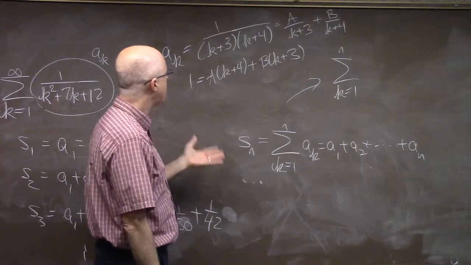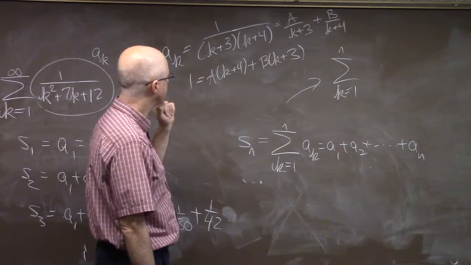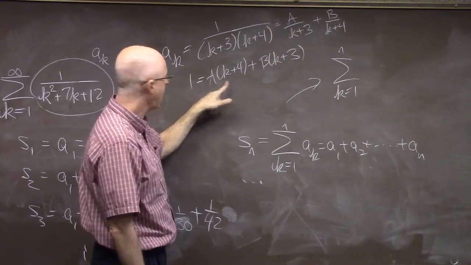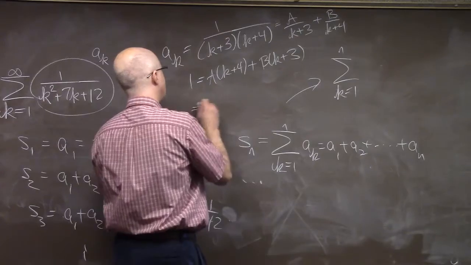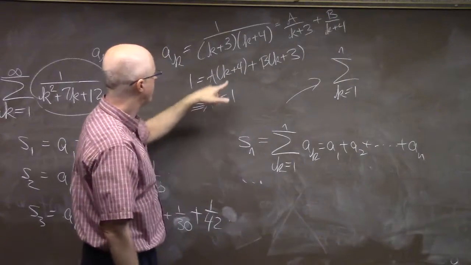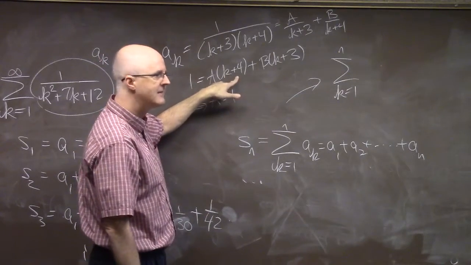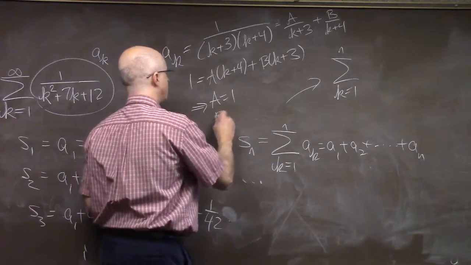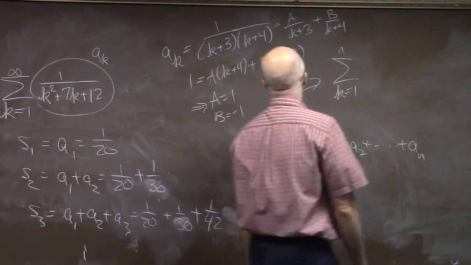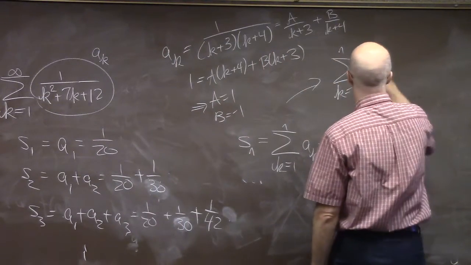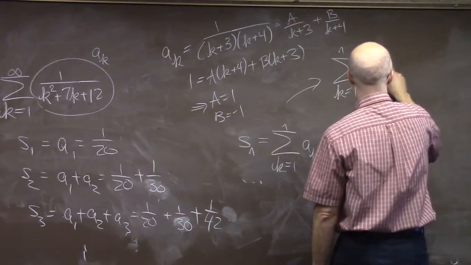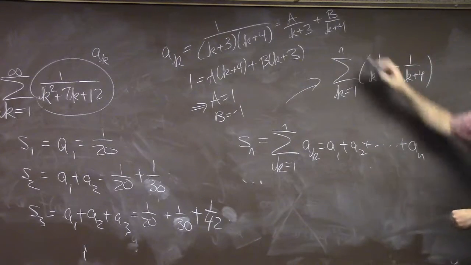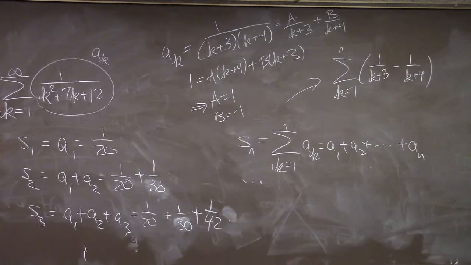If you plug in k equals -3, that goes away, this becomes 1, so A must be 1. And if you plug in k equals -4, this goes away, and that becomes -1 times B, so B must be -1. Because of that, you can write the summation like this. And this is a partial sum here. The upper thing there is not an infinity, it's an n.